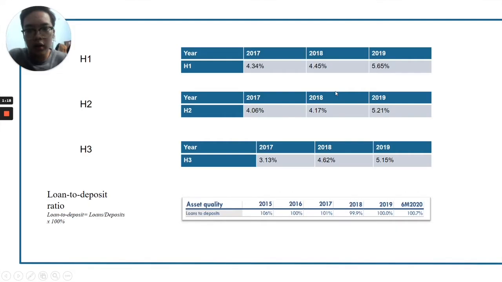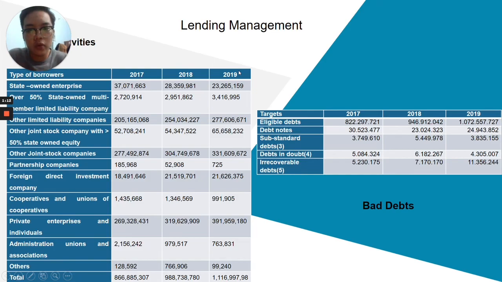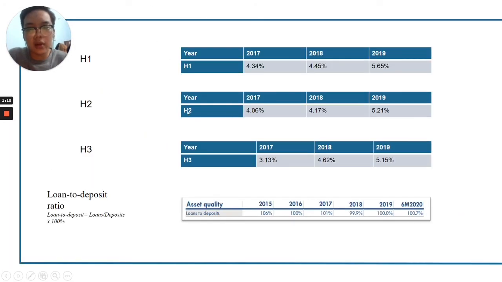And here are the H1, H2 and H3 of BIDV that we already saw in the last part of the report, part 5.2, liquidity management.